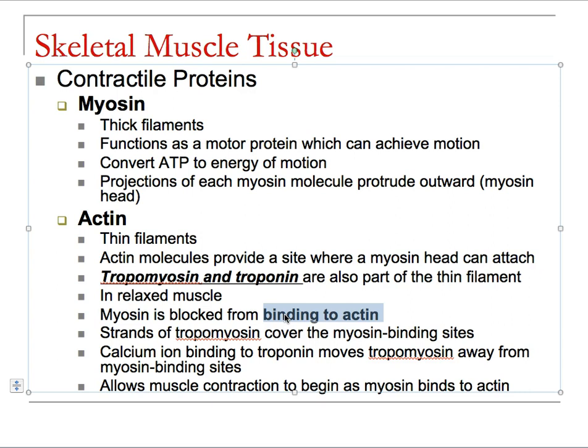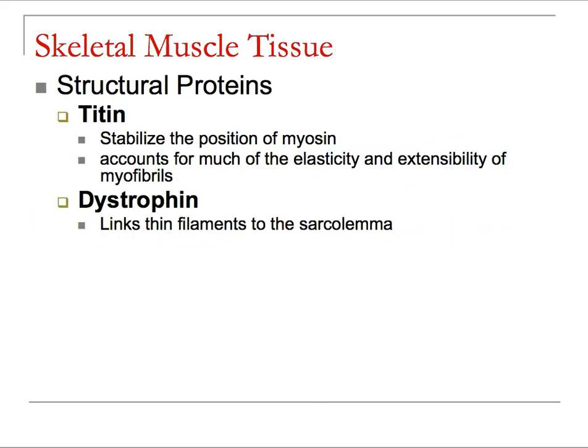Once it gets out, it goes to the troponin. It now allows the troponin-tropomyosin complex to move out of the way, and now you can actually have movement by myosin pulling on actin. So that titin, I've pointed it out to you in a previous cartoon, stabilizes the position of myosin. It gives the elasticity and the extensibility, and then there's always that dystrophin, and it links the filaments to the sarcolemma itself.